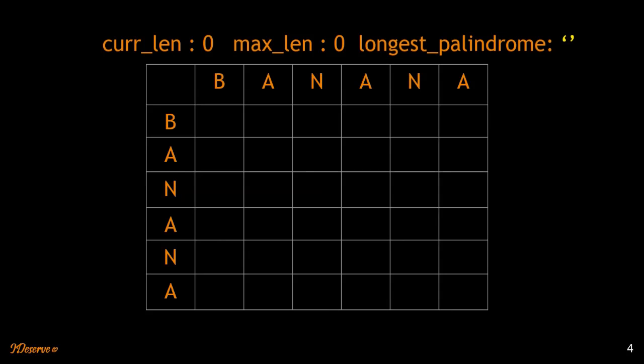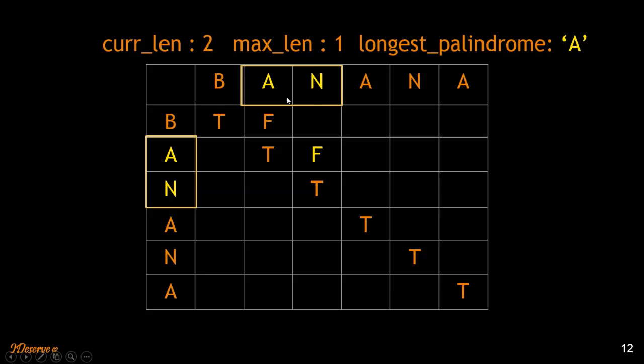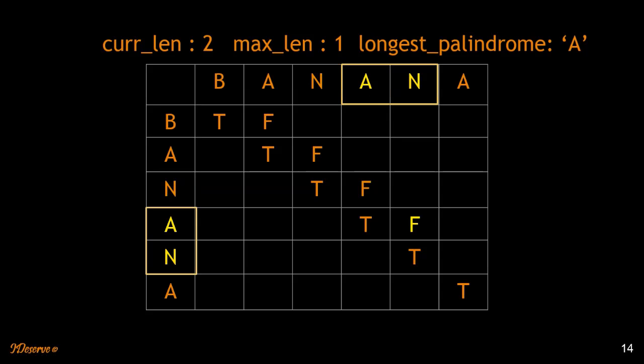So let's start with substrings of length 1, which are trivially palindromes. Those we will update as true. Let's go to length 2. Here B and A do not match, so it doesn't satisfy our first condition, so it's not a palindrome. AN is also not a palindrome, so we say false here. And then NA is not a palindrome, again AN is not a palindrome, and so on.